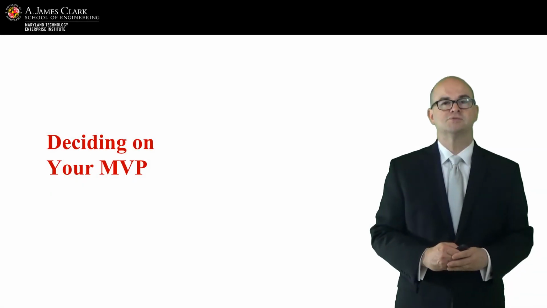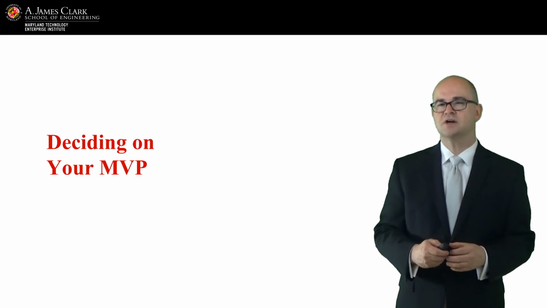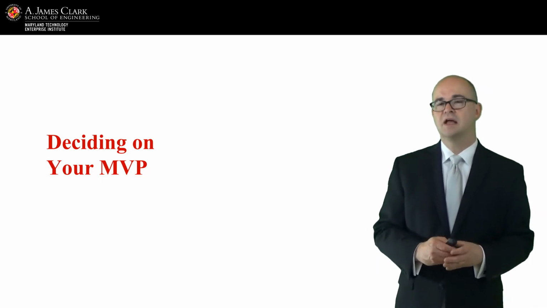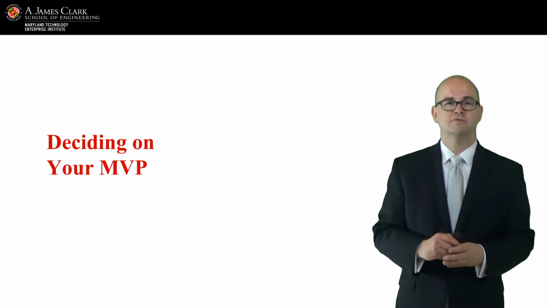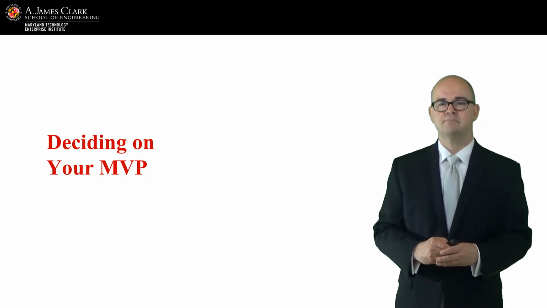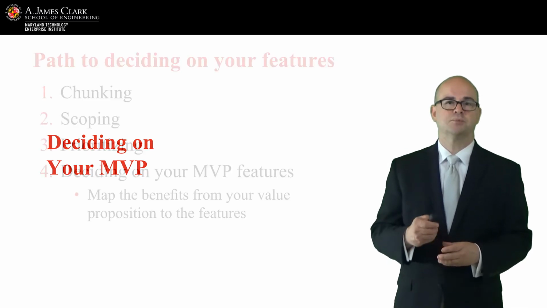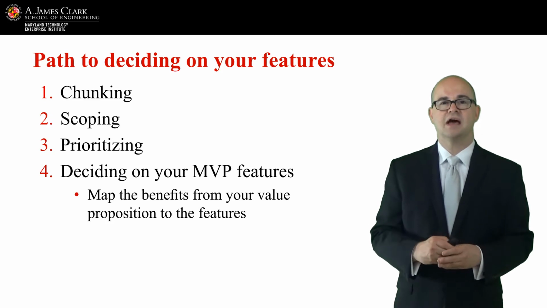So now we're at the phase where it's time to decide what features are going to be included within your MVP. We've talked about chunking and scoping and prioritizing, and now we need to determine what features are going to go into version 1, our MVP, and what features are going to be saved for a future version of our product.